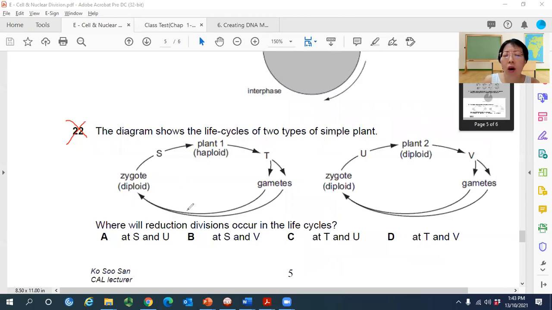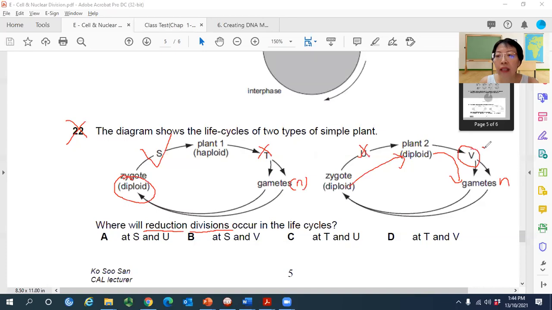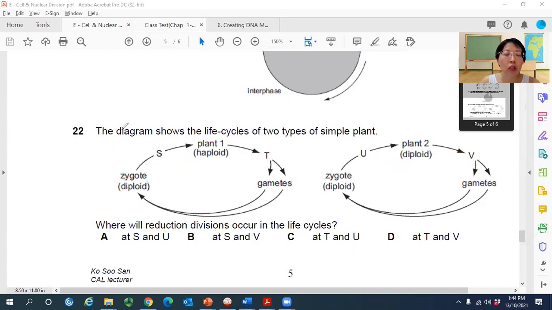Reduction division means after your cell divides, your total number of DNA becomes half. From diploid to haploid is half, so S is reduction division. From haploid to gamete, there's no reduction division, because the haploid gamete is also haploid. From diploid to diploid, there's no reduction division. From diploid to gamete, the gamete is haploid, so it's a reduction division. So the answer is S and V, which is B. Just use haploid and diploid to check, and you know that gamete is haploid.